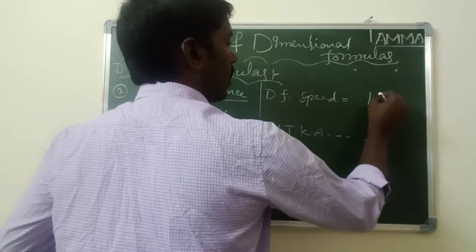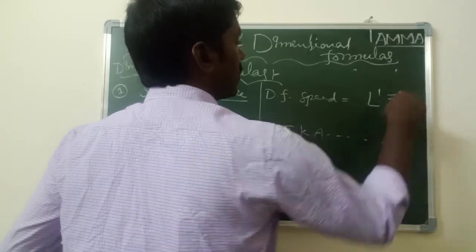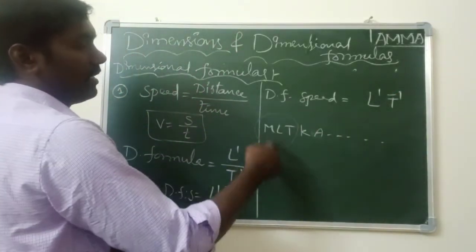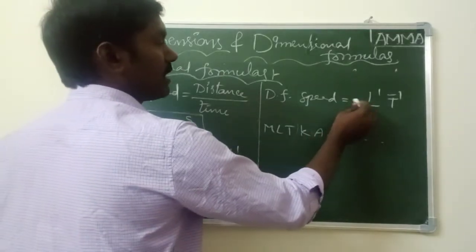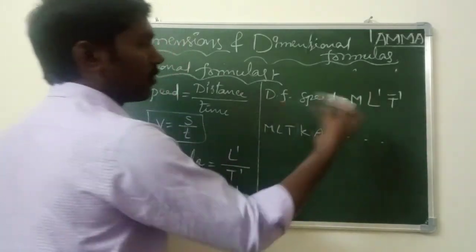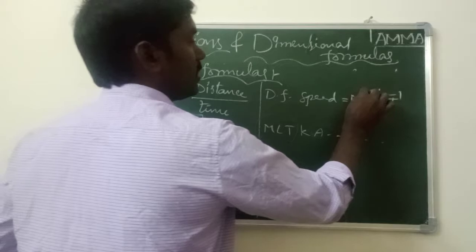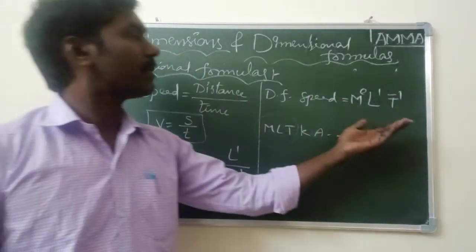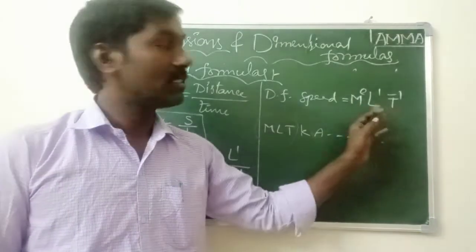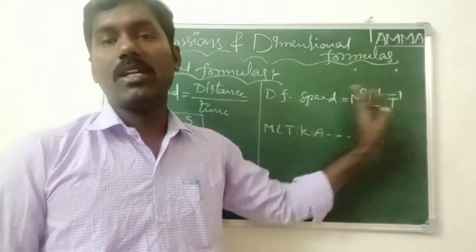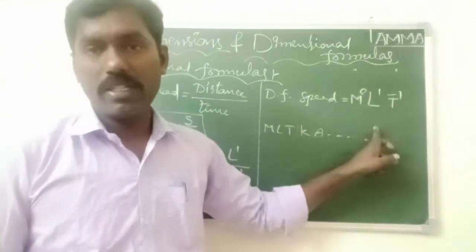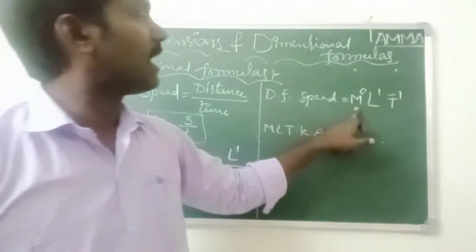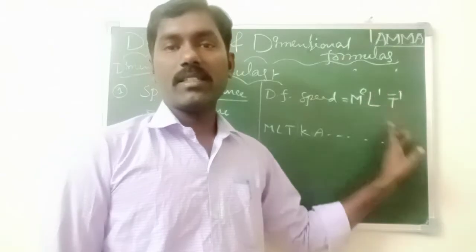See here, what is the dimensional formula of speed? L1 T minus 1. If you want to represent it in terms of M, L, T, what is missing here? Just only mass. In the power of mass, if you put 0, we get the representation in the form of MLT, meaning M0 L1 T minus 1. Don't read it as M power 0, L power 1, T power minus 1. Just read it as M0 L1 T minus 1.